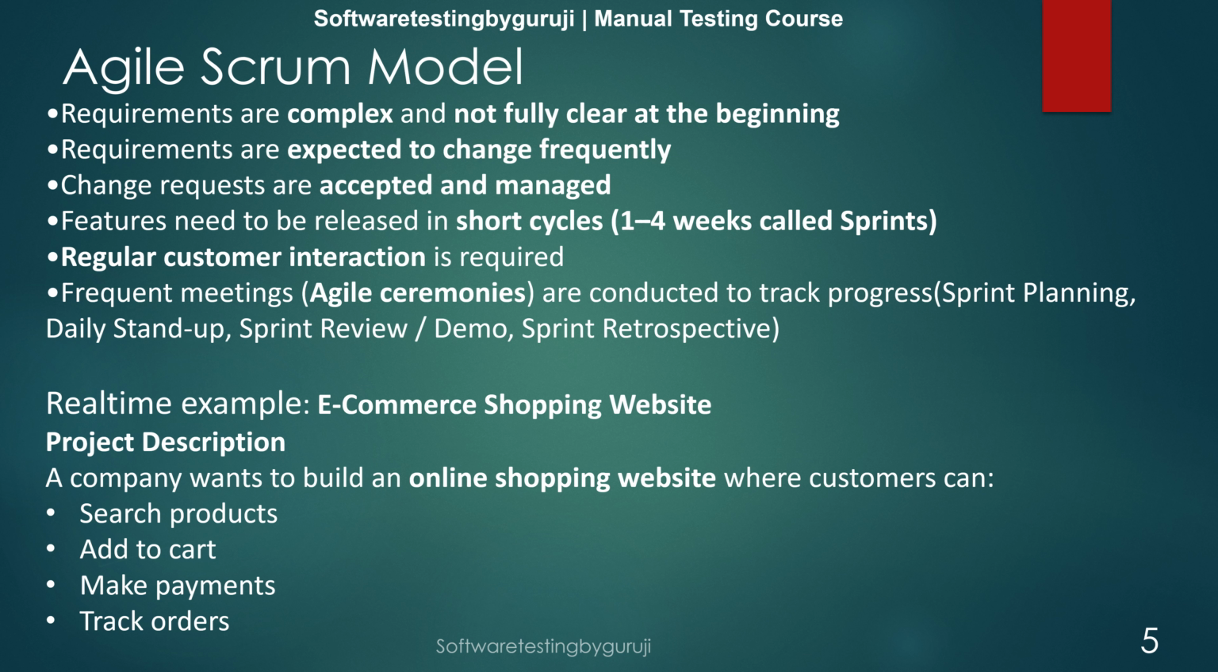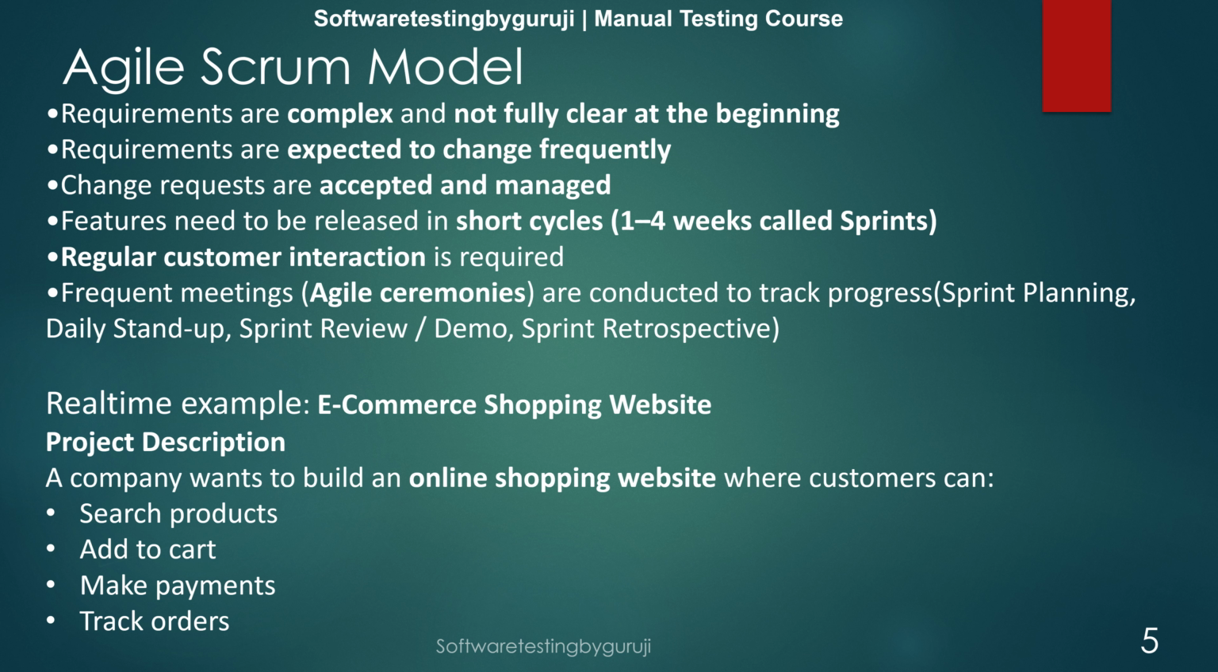Regular customer interaction is required. Frequent meetings, agile ceremonies, are conducted to track the progress: sprint planning meeting, daily stand-up meeting, sprint review or demo session, and sprint retrospective meeting. So in this situation, we have to select the Agile Scrum model.